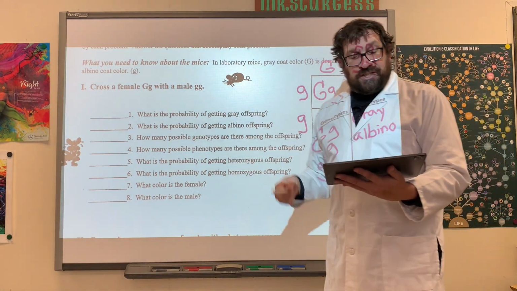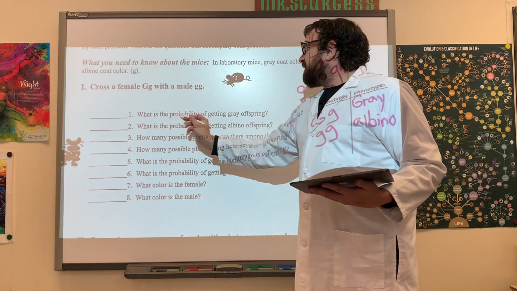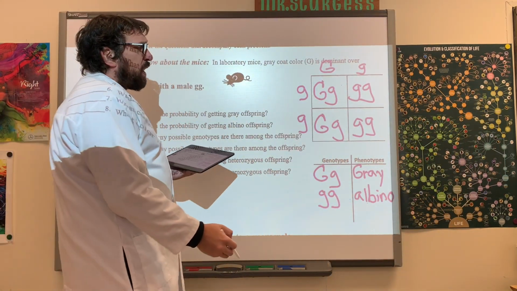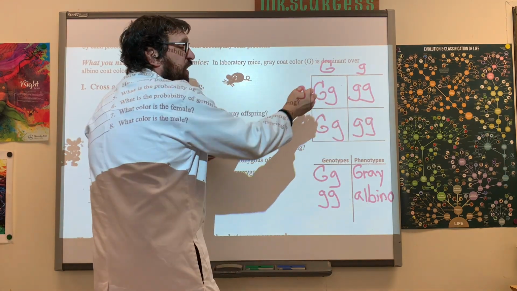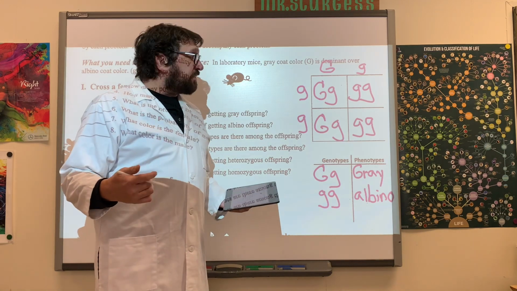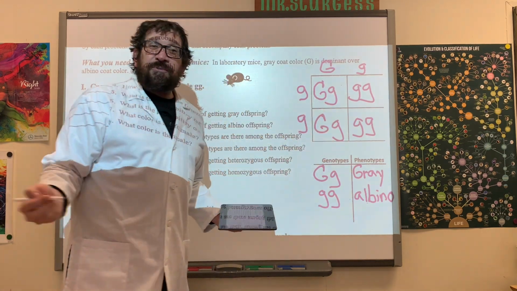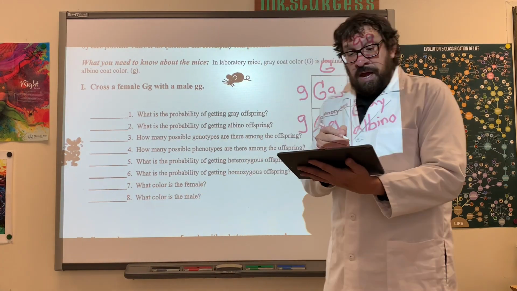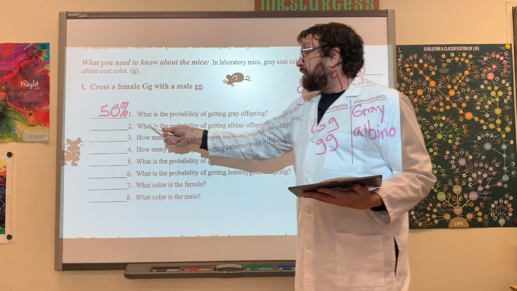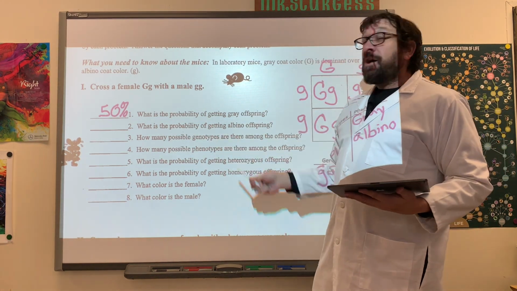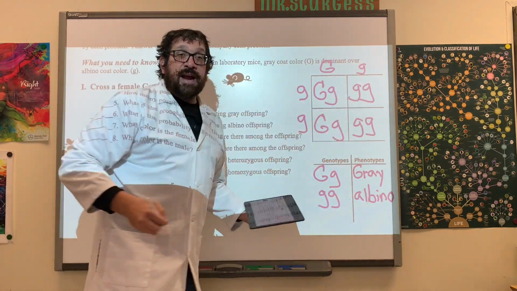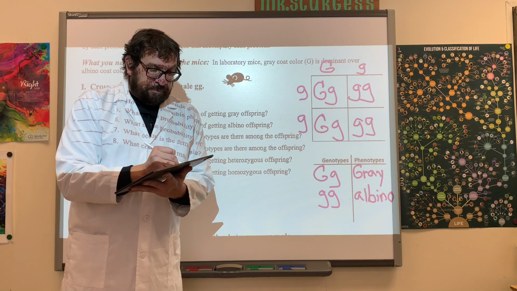So let's get into these questions and follow along with me. What is the probability of getting gray offspring? Let's look at our Punnett square. We've got four opportunities for offspring, and it looks like there's a 50% possibility of getting gray offspring. The second question should be pretty easy since we just solved the first one. What's the probability of getting albino offspring? Well, there they are, right there. That's going to be another 50%.